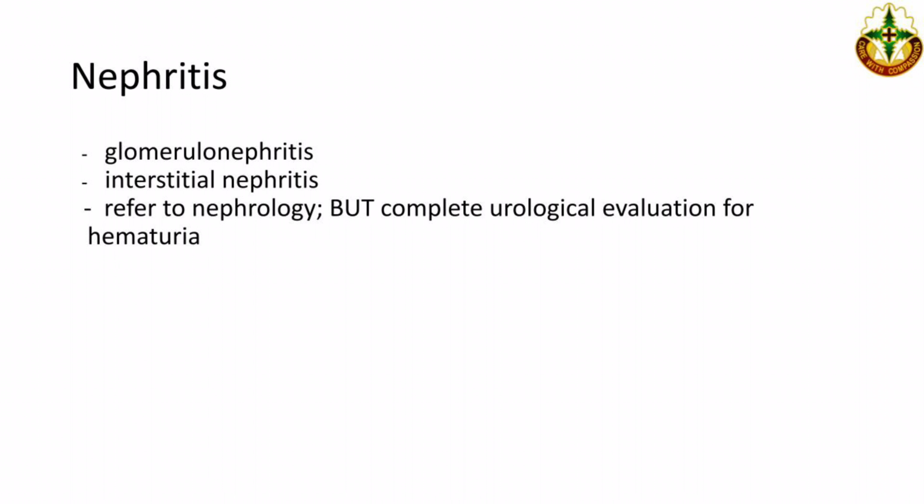For nephritis, right? Intrinsic renal pathologies. When we think glomerulonephritis, you're thinking red blood cell casts, while for interstitial nephritis, you're thinking white blood cell casts. But the idea here is that the hematuria is nephrologic in origin. So in the end, you ultimately want to refer to nephrology for further evaluation and treatment, but you still want to complete the urological evaluation for hematuria with the workup that we'll talk about later with the risk stratification slide.